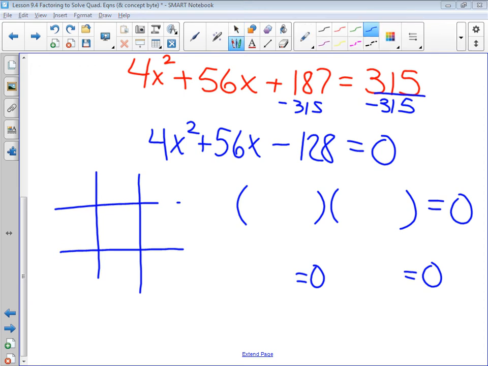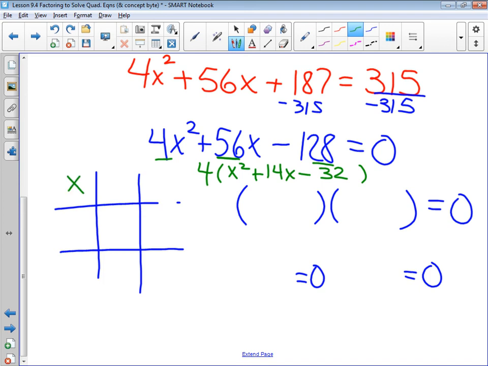Now one thing that you should notice, or could notice right off the bat, is 4, 56, and 128 share a common factor of 4. So I'm going to factor that out first to make my other factoring easier. 4 times x squared is 4x squared, plus 4 times 14x is 56x, minus 32. Now factoring x squared plus 14x minus 32 is way easier than the first equation.